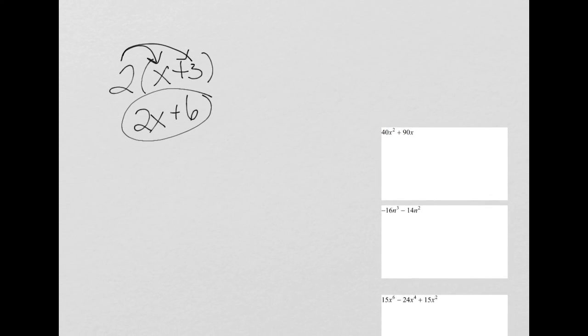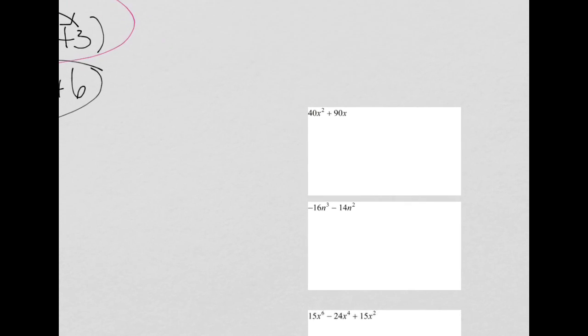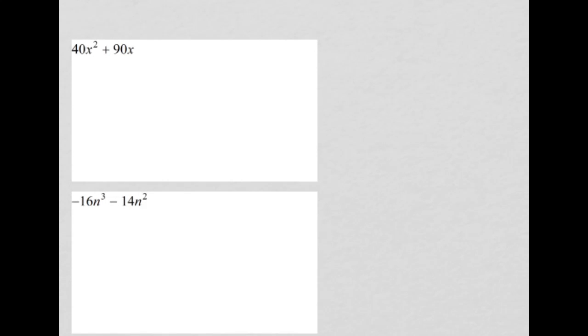Well, if you look at number 1, we start with the answer, and we want to bring it back to something that looks like this. The easiest way to do this is to start with the whole numbers. I have the numbers 40 and 90.